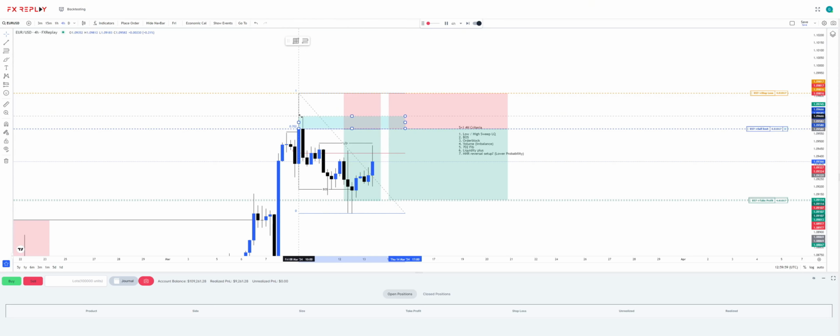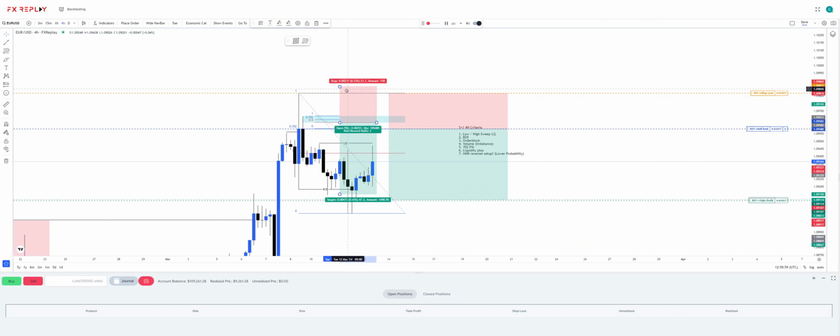This wick zone, we can refine to the 50% if you want to get that tighter risk to reward and make sure it's above the fib level. So that is valid at the 50%.